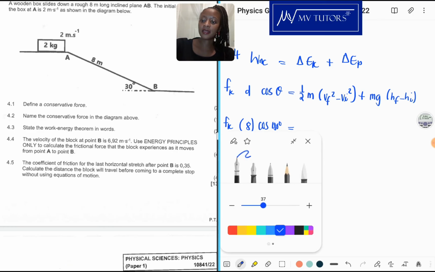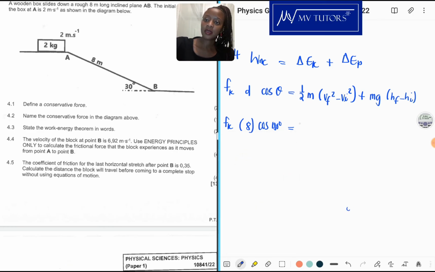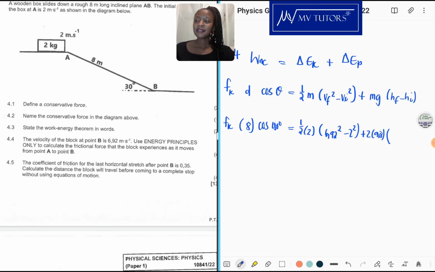And then we have half, and the mass is 2. The final velocity is 6,92 squared minus the initial velocity, which is 2 squared, plus 2 times 9,8. Oh, now I shouldn't have erased that. So our height, finally, we know it's going to be 0.